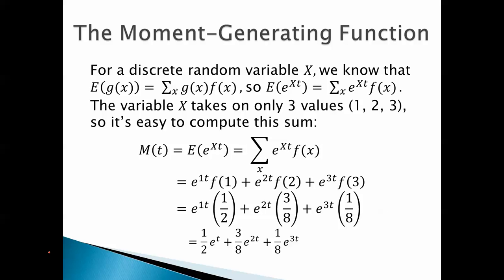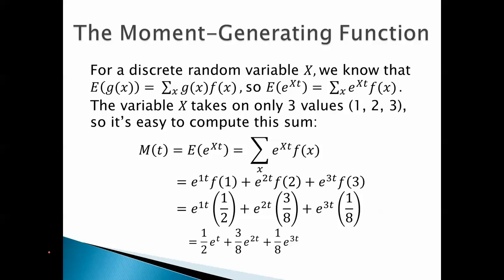Well, for a discrete random variable x, we know that the expected value of g of x is the sum over all x of g of x f of x. So the expected value of e to the xt is going to be the sum over all x, e to the xt f of x. The variable x takes on only three values, 1, 2, and 3, so it's easy to compute this sum.